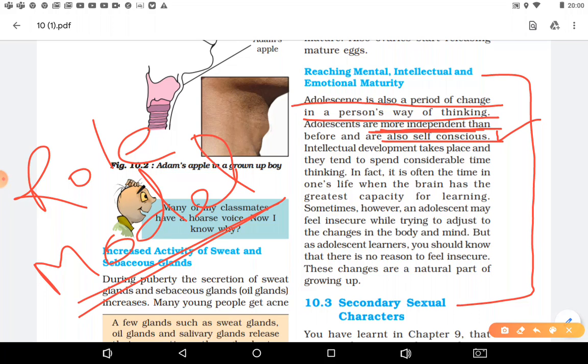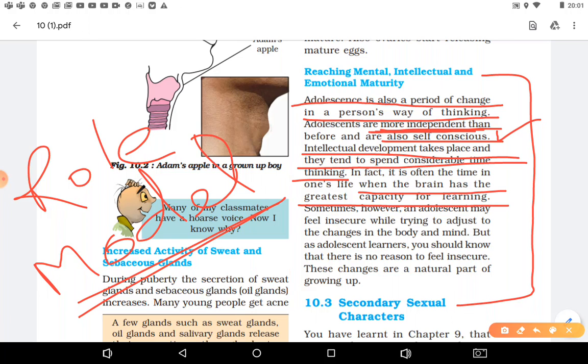ठीक है, then you start thinking more. Kids at that time start thinking more, actually they start exploring themselves, ठीक है. And this time, actually, is the time when the brain has the full capacity to learn also, clear.